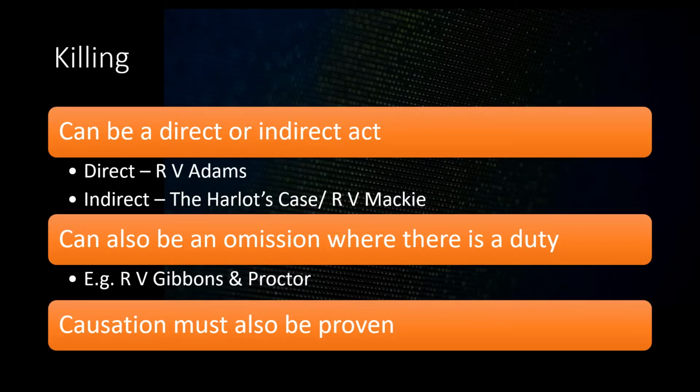Okay, so the killing can then be either a direct or indirect act, or an omission where there's a duty. A direct act is the most obvious one, in which you would do something to bring about death. So Adams, for example, in this case the doctor was charged with easing the passing of his patients. In effect, he gave injections to hasten death. So bringing that death forward was a direct killing.